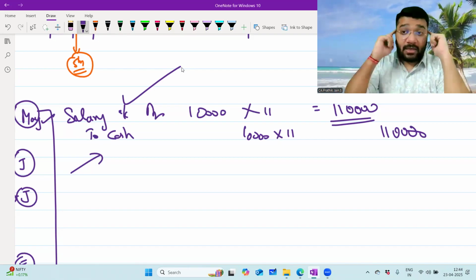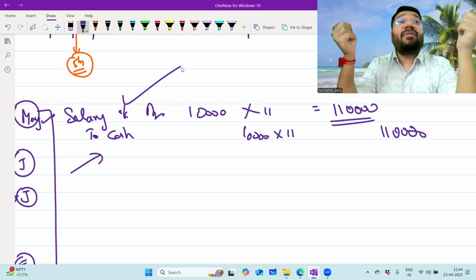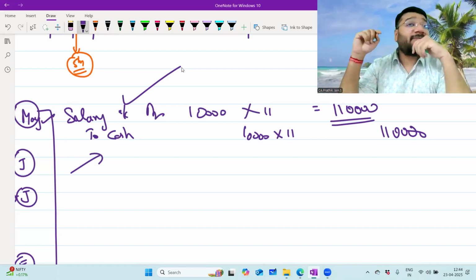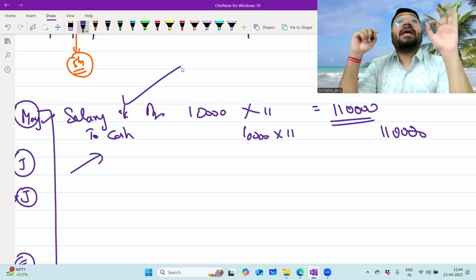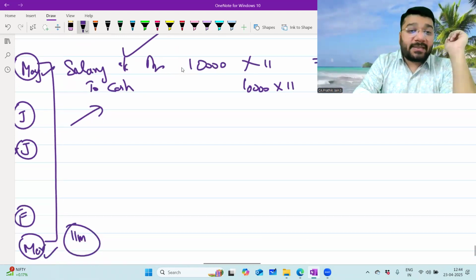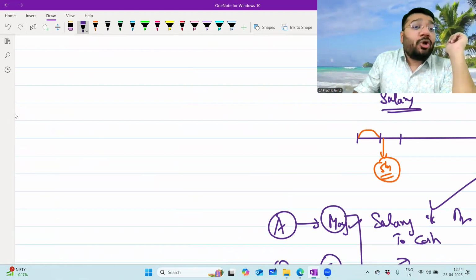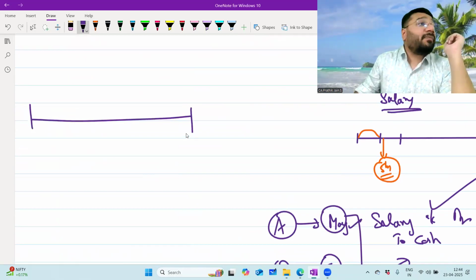I'll be wrong. I'll be wrong means I'll be violating which principle? Not prudence. We'll be violating the matching principle. What does the matching principle say? The matching principle says to record the expenses to the extent of the benefit received.